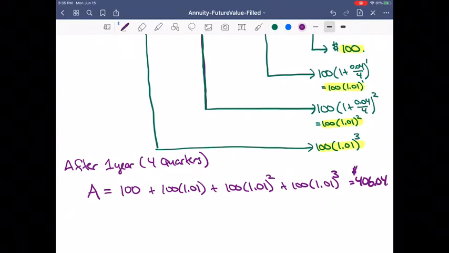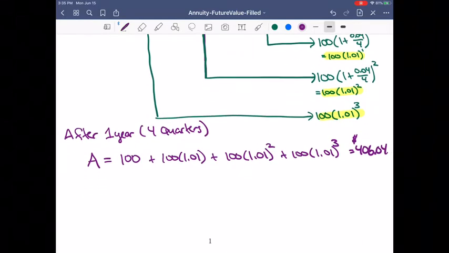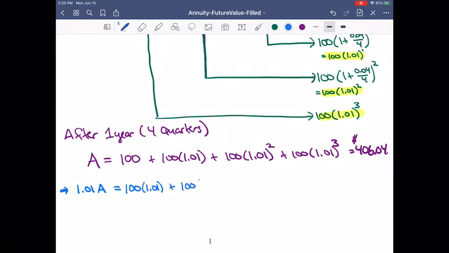Okay, so we know the answer. But what I want to do is try and rewrite this without needing to do this sum. Obviously the more quarters we have, the bigger the sum is going to be, the harder it's going to be to compute. So we'd like to compute this another way. So what I'm going to do is multiply by 1.01 on both sides. So on the left side, I have 1.01A. And on the right side, I'm going to have every term having a bigger power of 1.01.